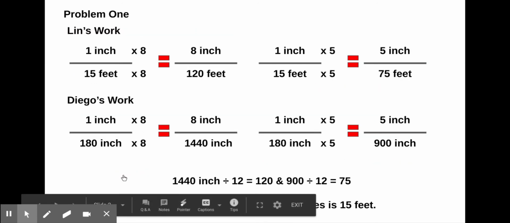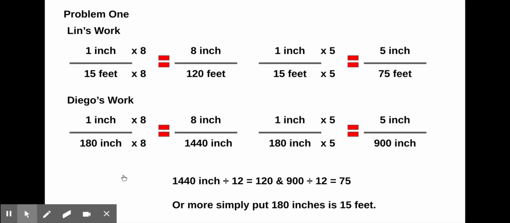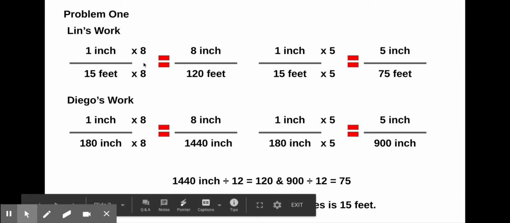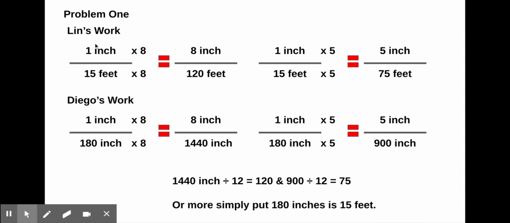You're going to see that with our scale here, correct? We have one way of doing it. One way of doing it is this, okay? We first prove that Lynn is correct. 1 times 8 is 8. 15 times 8, 120. Oh, so that works. 1 times 5 is 5. 15 times 5 is 75. So Lynn's work works out.